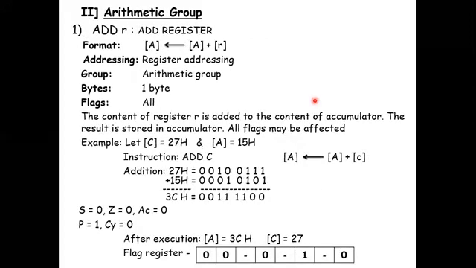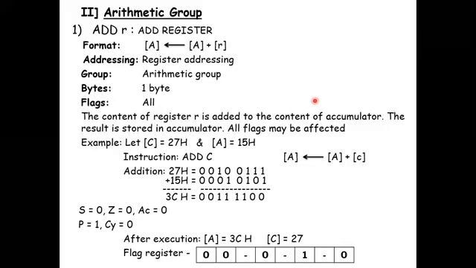Next, the arithmetic group. The first one is ADD with a register. It is register addressing mode, arithmetic group, 1 byte, flags all. It will affect all the flags because we are performing an arithmetic operation. The content of register R is added to the content of the accumulator, and the result is stored in the accumulator. So all flags may be affected.